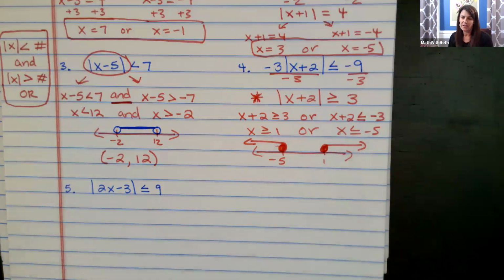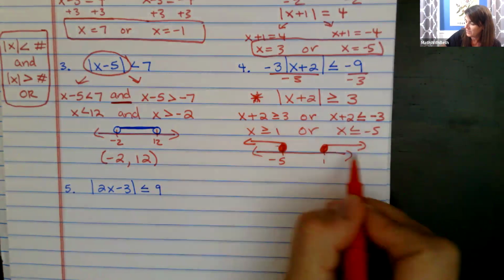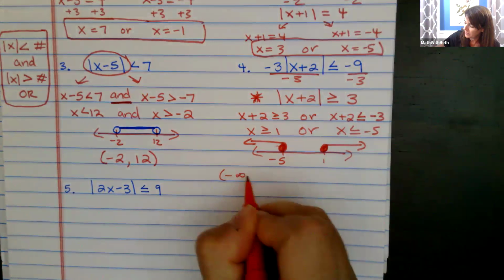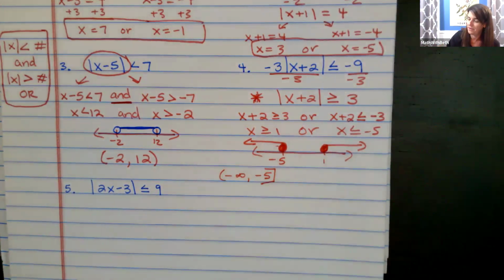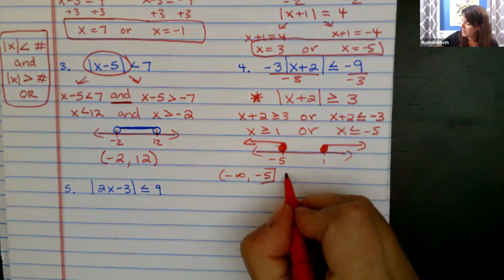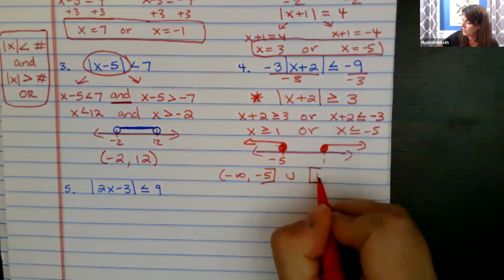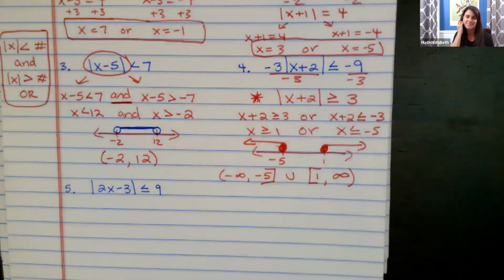But now if I wanted to show that as an interval, that's a little trickier because there's 2 separate sections I need to describe. So this section is all of the numbers from -infinity to -5, including the -5. And then I put a U to say, and also all of the numbers, including 1, going to infinity. So that's how you say that.